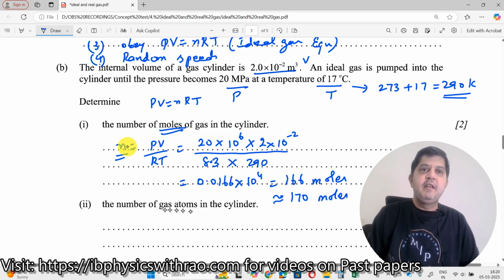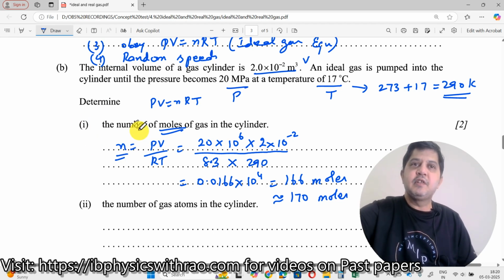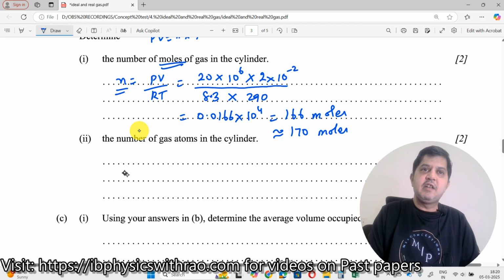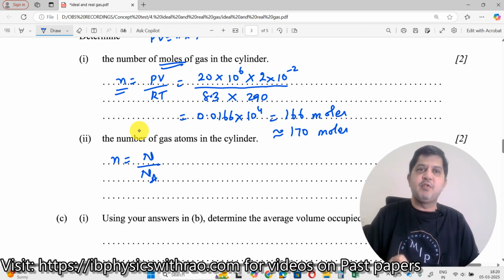Okay. Calculate the number of gas atoms in the cylinder. Now how do we do this? For this, we know that number of moles is equal to number of atoms divided by Avogadro number. N by Na is equal to n. So what is it that you require? You require the value of n. Na is the Avogadro number. So we'll write N is equal to n times Na, which should now be 170 multiplied by, what is Na? 6.023 into 10 to the power of 23.